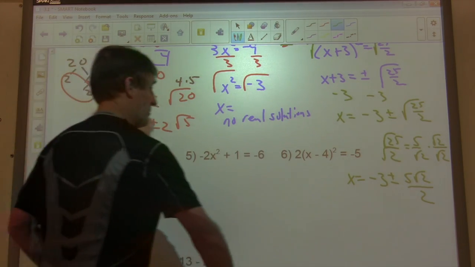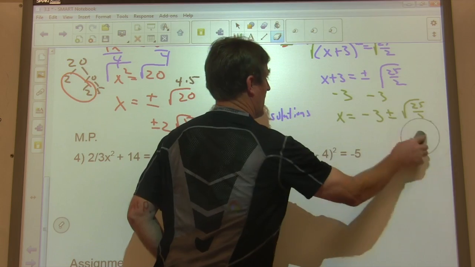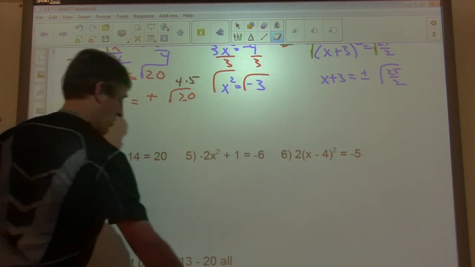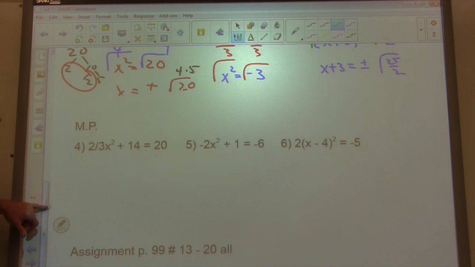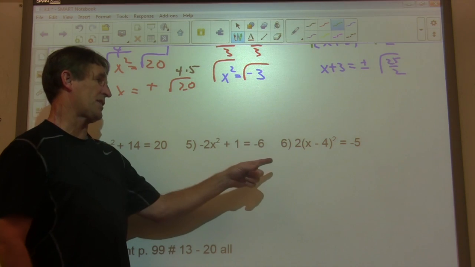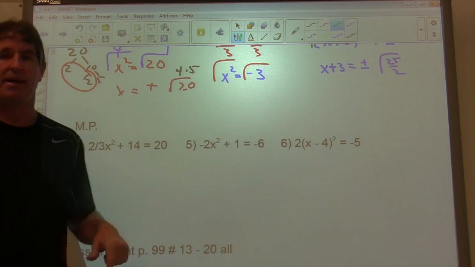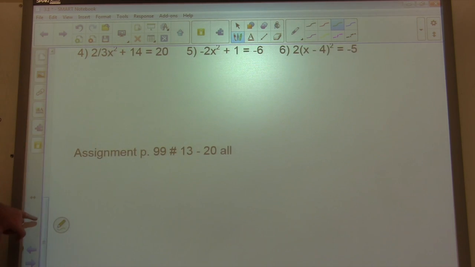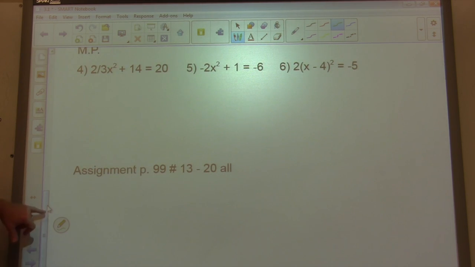So hopefully these helped. What I'd like you to do, these are the MPs out of the book here. I just wrote them up here so you can see them, so you wouldn't have to go to the book. But what I'd like you to do is go ahead and pause the video here, try these 3, and then come back and see how you did. So let's take a look at these.